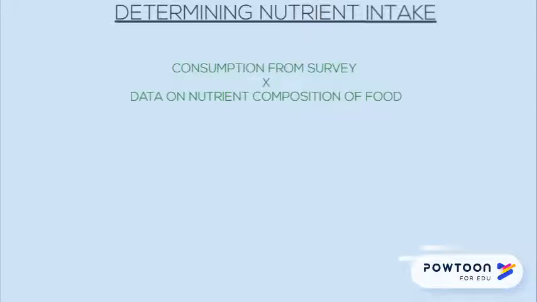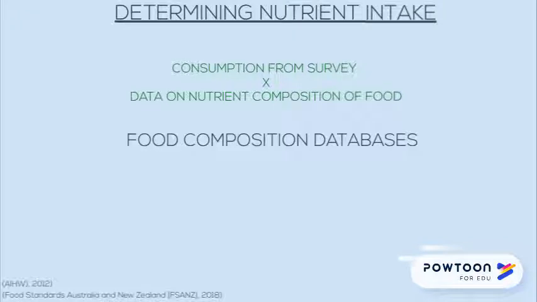The food composition information from a survey is then required to be analysed for composition of nutrients. This is done by multiplying food consumption from the survey by nutrient composition of the food. Data on the nutrient composition of food is contained in food composition databases. These include NUTAB and AusNut, which are both created and regulated by Food Standards Australia and New Zealand. Links to these databases can be found below.